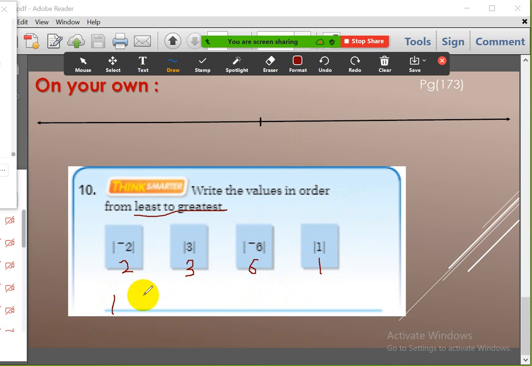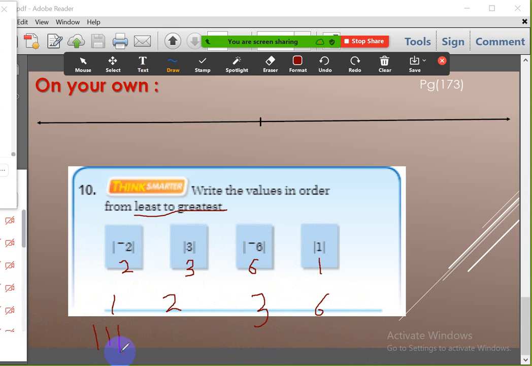Then greater than 1 is 2. Then greater than 2 is 3. Then greater than 3 is 6. Of course this is not the answer, girls. This is not the answer. I have to write the numbers as they are, in absolute value. That means the first one, the 1 is the absolute value for the 1.